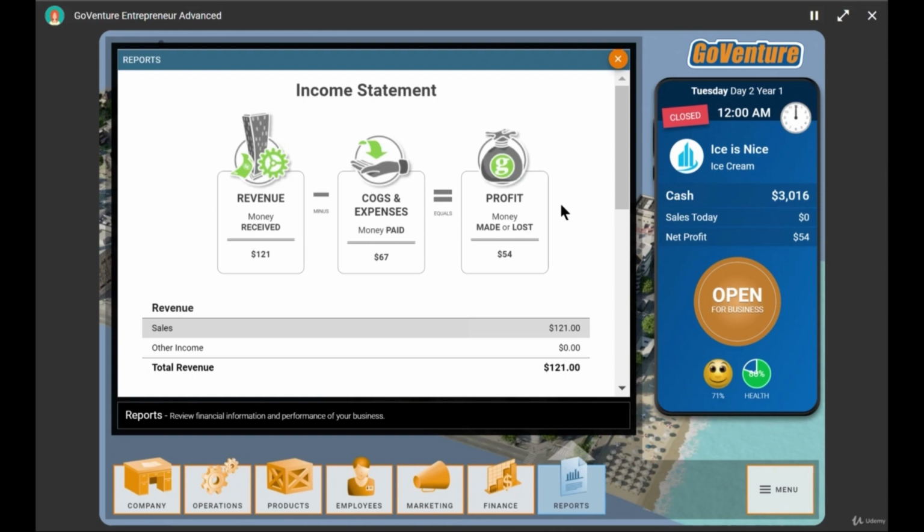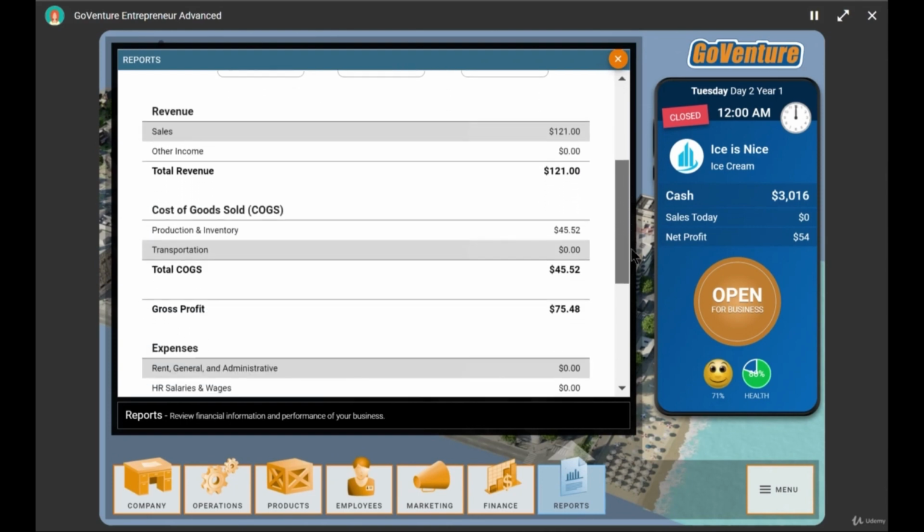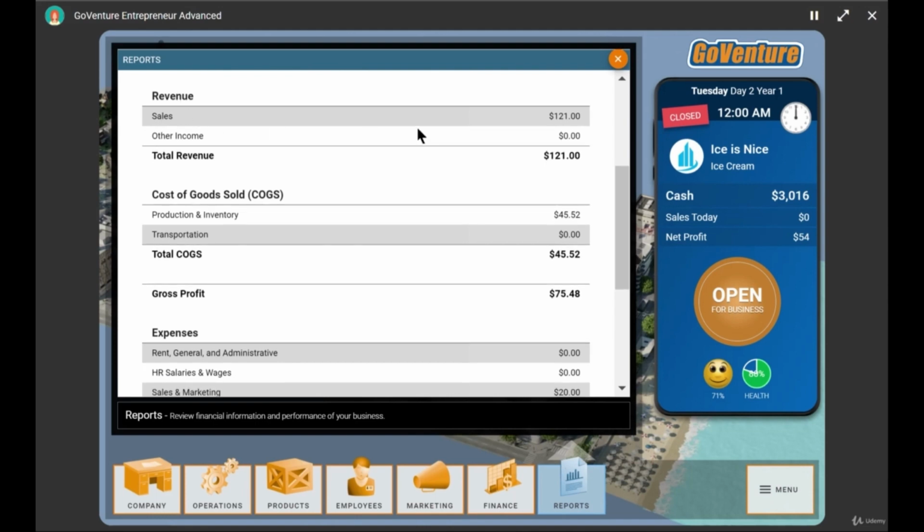We're going to go into an income statement in more detail later, but let's just look at the high level of the income statement. So we can see the sales revenue of $121. There it is totaled here. That's how much money customers gave us.